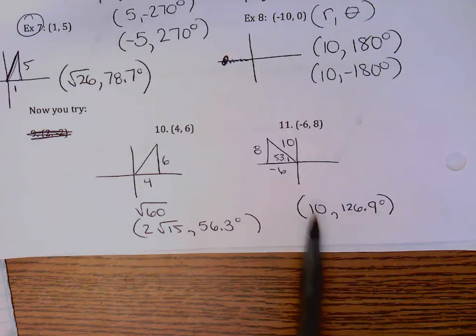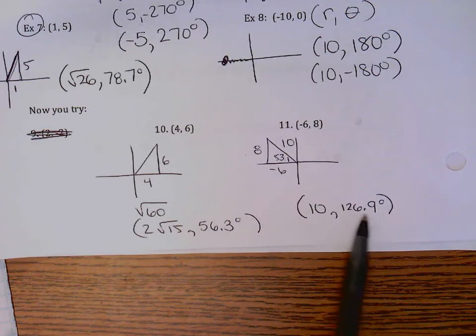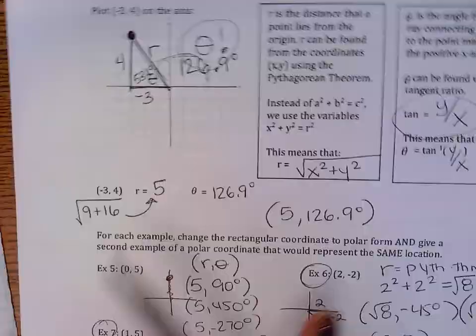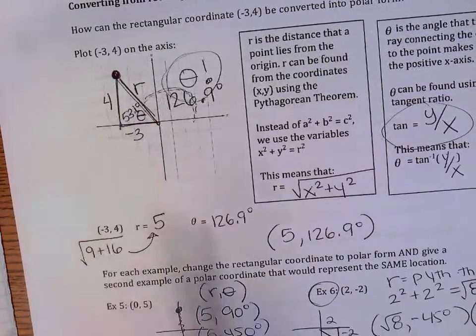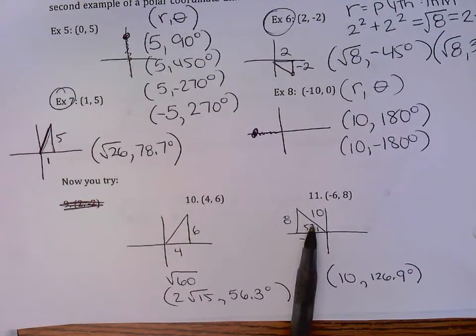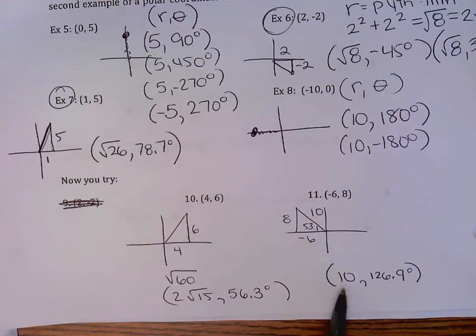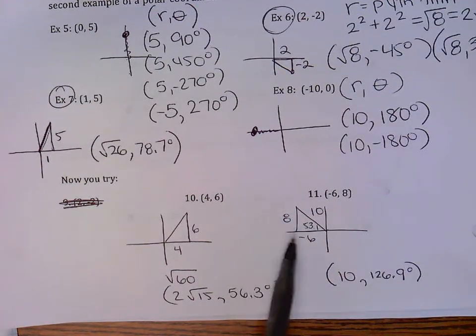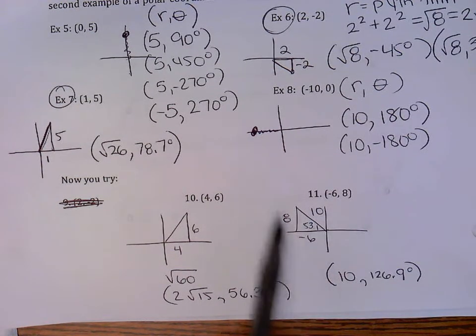And then I realized 11, why does that angle look familiar? Well, we just did it up here, right? A 4, negative 3 triangle is going to have the same angle as an 8, negative 6 triangle. The only difference is going to be our R value. And 6 and 8 are a Pythagorean triple with 10. So 6, 8, 10. So is that what you ended up getting for 10 and 11?